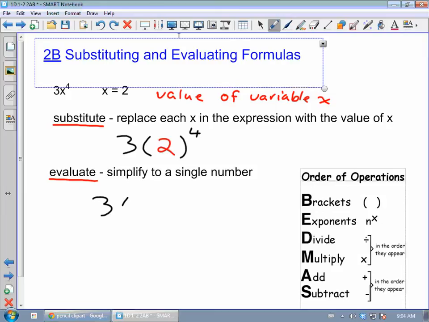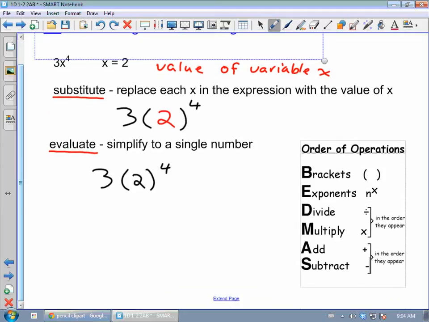We've got 2 to the power of 4. What operation do we want to do first out of this list? Obviously, we want to do the exponent. Let's pause for a second and remind ourselves, what does 2 to the exponent 4 mean? It means we're going to have that 3, and if I expand this out, 2 to the 4 means 2 times 2 times 2 times 2, or 2 times itself 4 times. So that's the first thing we want to evaluate. We'll have 3 times 2 times 2 times 2 times 2, which gives us 16.